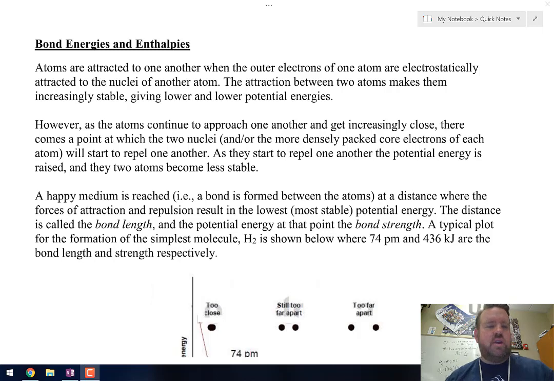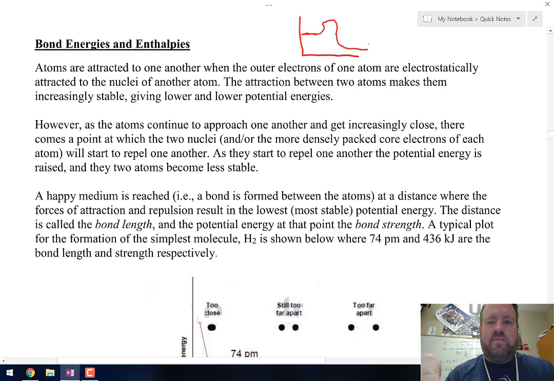Right, this section deals with bond energies and bond enthalpies. Remember that one of the things we learned when we looked at potential energy diagrams is that many times we look at the reaction. Here is the enthalpy of the reactants, here's the activation energy, and then here is the exothermic part. So this part is the endothermic process, this is the exothermic process. And here we can see if it's exothermic, the enthalpy of the products is lower than the enthalpy of the reactants.